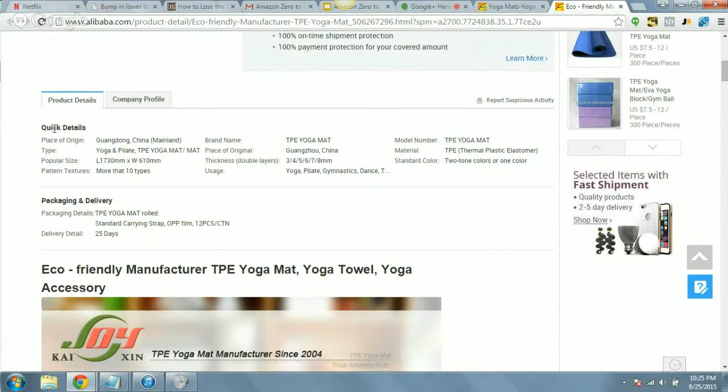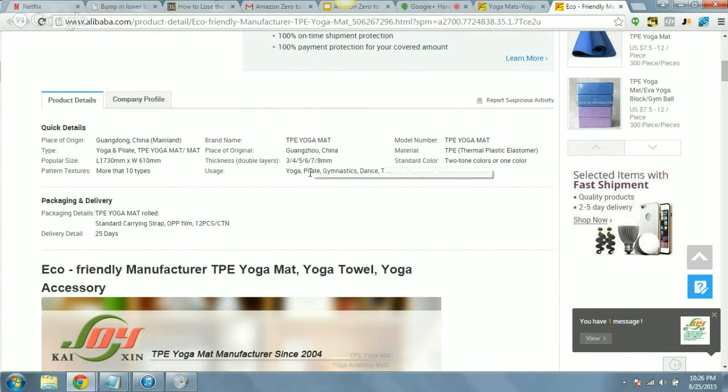Also, there's just tons of information here. That's another thing. If it's bare, I tend to look away. But this person is really wanting me to get to know what is going on with them and these mats. They're telling me the material, the more popular size, the pattern texture. They're letting me know that there's more than 10 types. They're also letting me know where it's coming from, as well as the usage. I absolutely love this, because if I'm marketing this, I'm probably just thinking yoga mats. But in my title of my Amazon listing, other people who may search for my mats may be searching for Pilates mats or gymnastics or dance or whatever else.